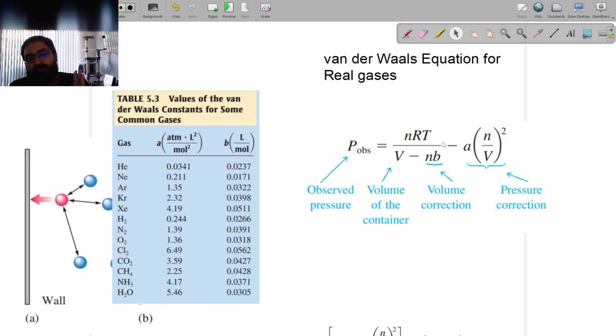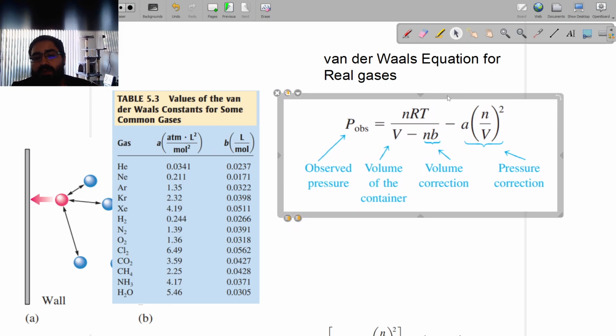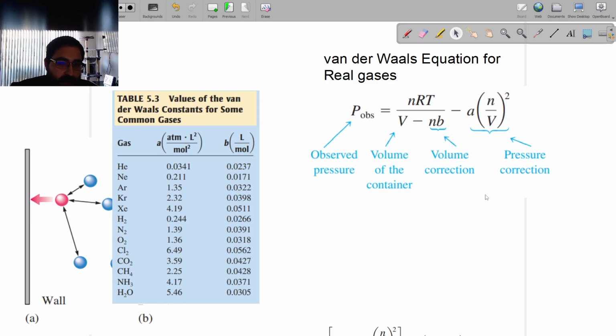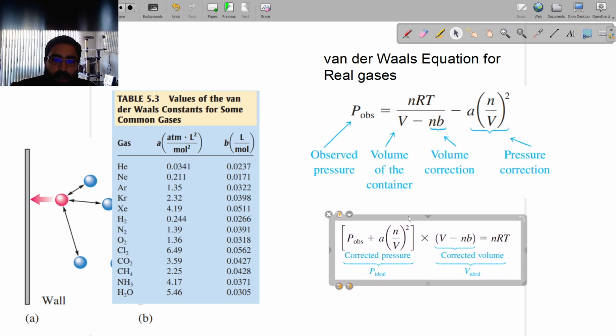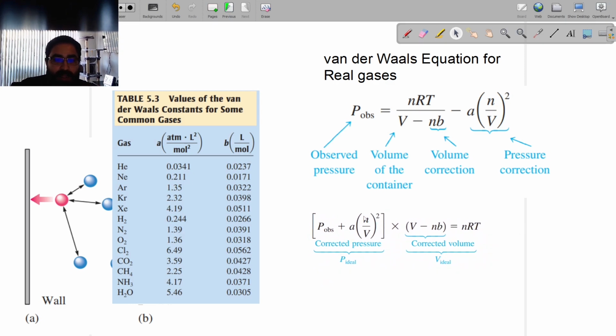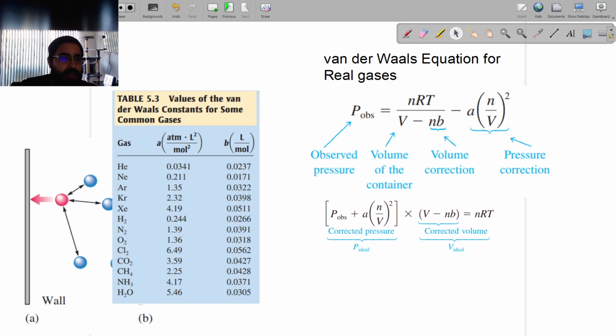So you don't have to memorize this equation, but this equation does help explain the corrections and the issues with the kinetic molecular theory. All right, so we can actually rearrange this equation. Now it looks like we can barely recognize it, but if you move the correction factor to the left, and you basically move your volume to the other side, this equation now looks a little bit more familiar.